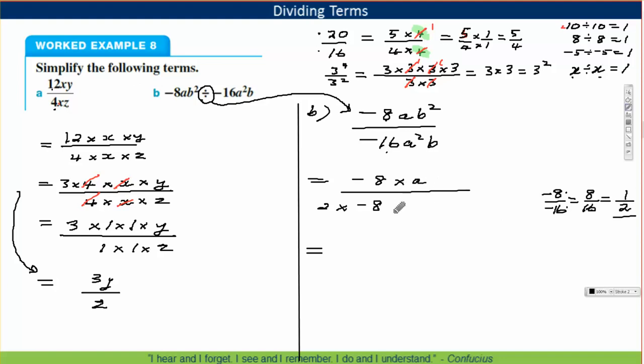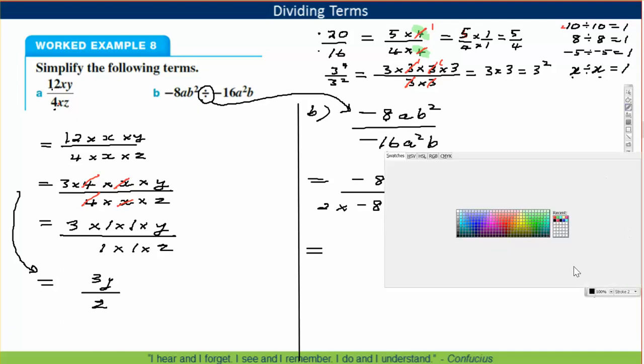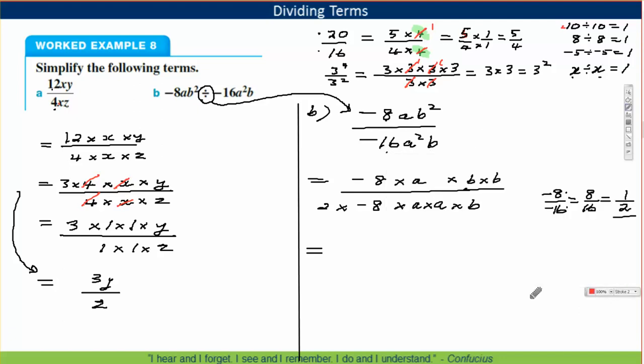Then we've got an A, and on the bottom we've got an A squared, so I'm going to expand that out, and then on the top I'm just going to expand these out. I've got a B squared, and again that's over a B. Now let's get our red pen and cancel out like terms. One lot of B cancels out, one pair of A's cancels out, and I've already said this negative 8 here will cancel out this negative 8.